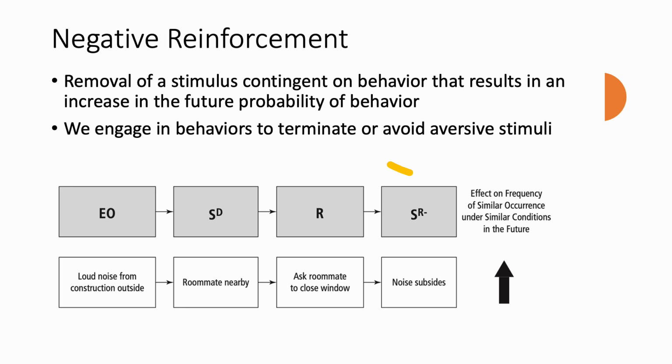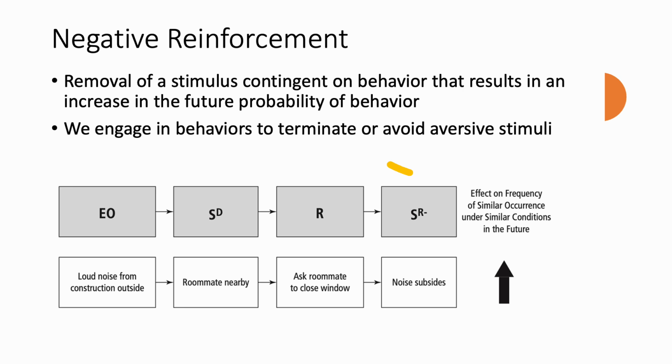Okay. So negative reinforcement is when we engage in behaviors in order to terminate or avoid some sort of aversive stimulus. So there has to be some aversive stimulus that's present in our environment, or that we've been exposed to previously, that we either engage in behavior to remove, or we engage in behavior to avoid even being present or having to experience that stimulus.